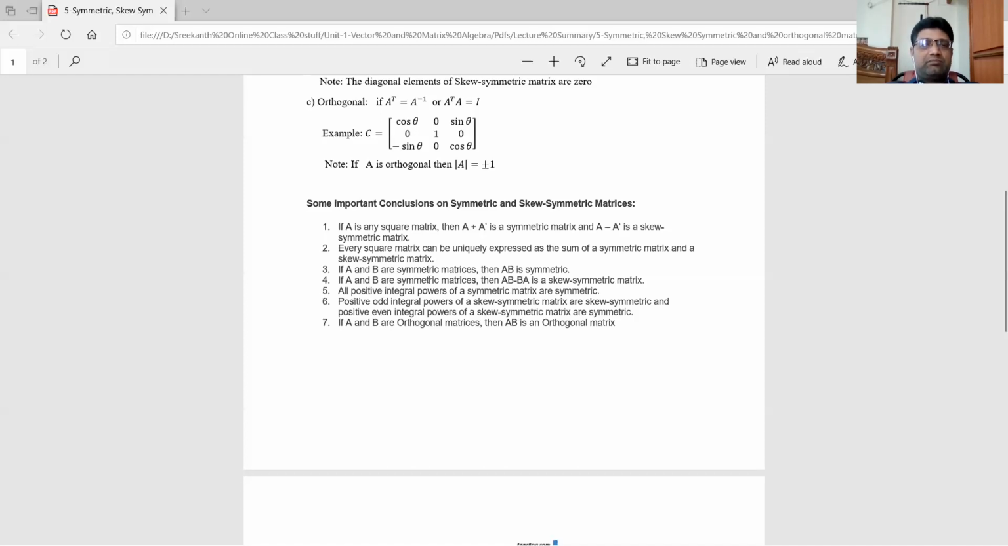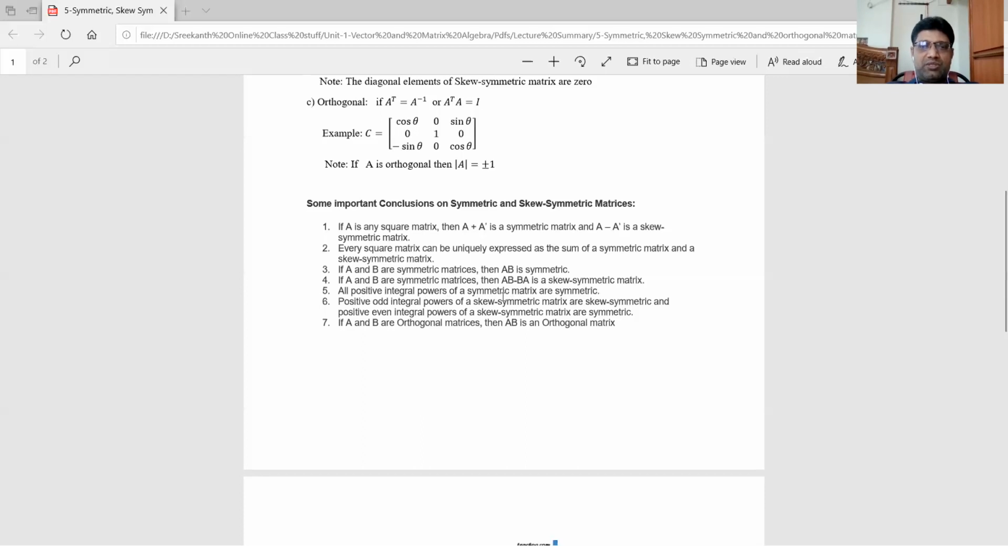Suppose A and B are two symmetric matrices and you calculate their product AB, then once again it is symmetric. Next, the fourth one is, if A and B are symmetric matrices, then AB minus BA is a skew symmetric matrix. This is one interesting property. A and B are symmetric matrices. If you take the product, it is symmetric. If you take AB minus BA, it is a skew symmetric matrix.